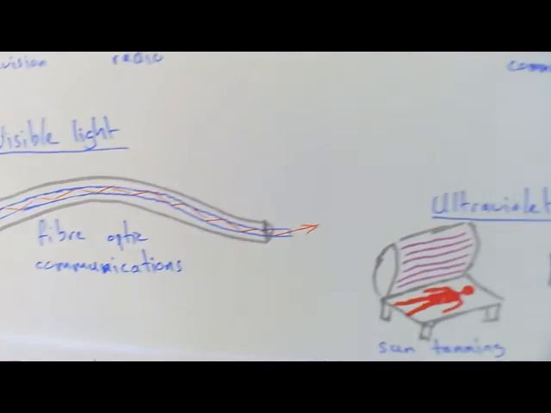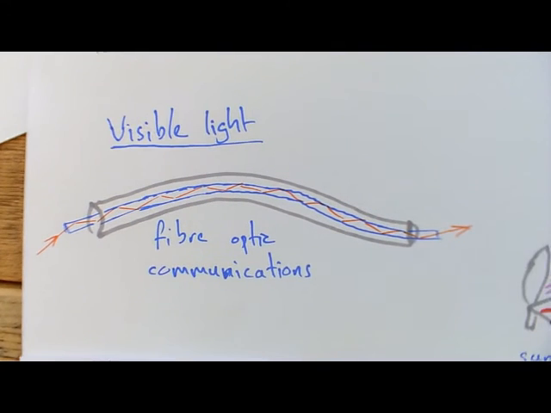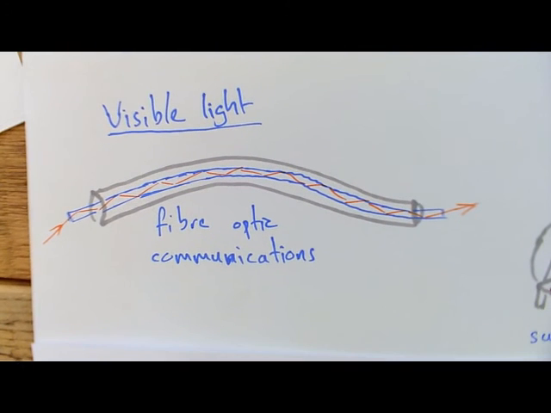Coming back over here, visible light. The main one to remember here is fiber optic communications. So you may have seen fiber optic cables in, say, novelty lamps. Sometimes you get those lamps or room decorations with what looks like loads of strands of very fine plastic coming out the top of them, almost hair-like. Actually, these are more often used for fiber optic communications as well.